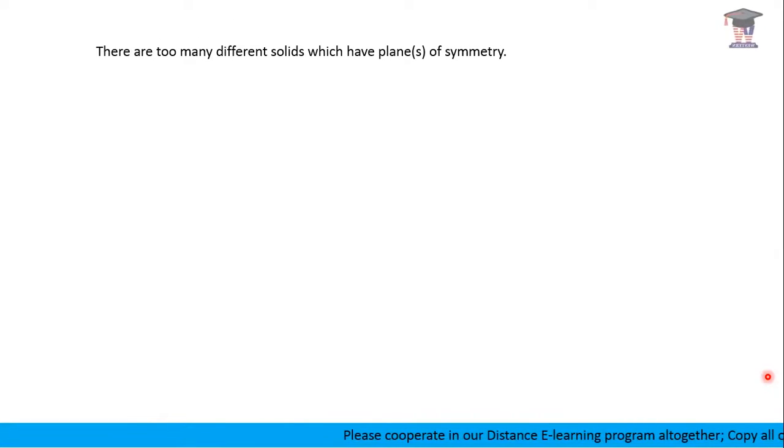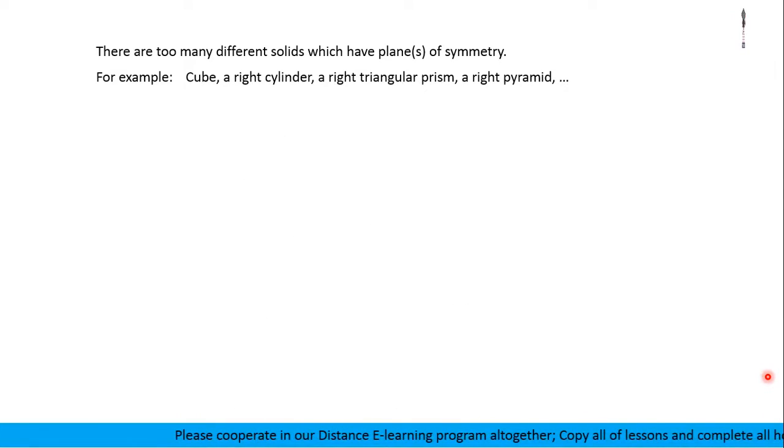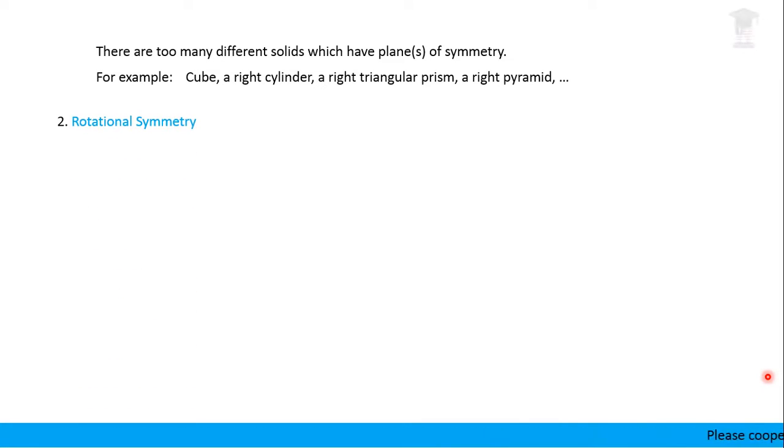Like you know, there are many different solids which have planes of symmetry. Right now, I just talked about cuboid. There are many different solids, such as a cube, a right cylinder, a right triangular prism, a right pyramid, a right cone, and so on. Okay, so we can talk about their rotational symmetry.